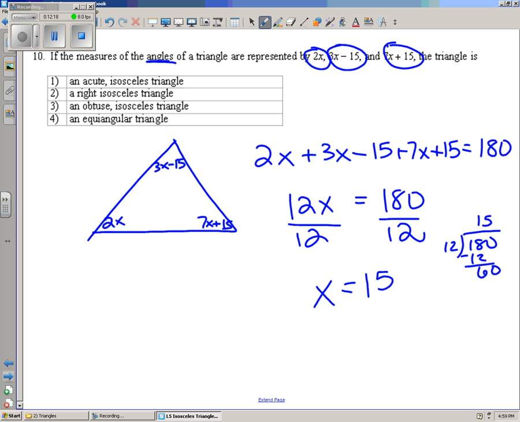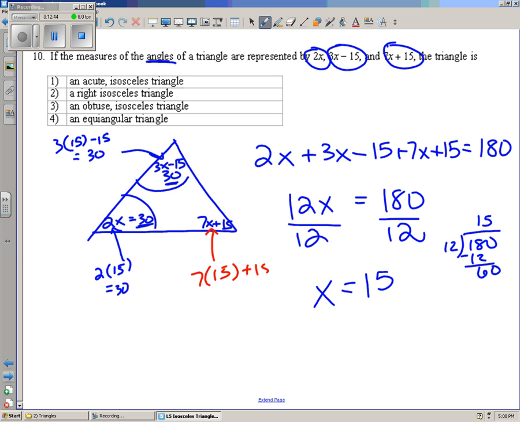So we have to plug the x back into each angle. So 2 times 15 is 30. So this angle is 30. 3 times 15 minus 15 is also 30. So this angle is 30. So notice we have two equal angles. I'll put a swoosh on both of them. And now we have 7x plus 15. 7 times 15 plus 15 turns out to be 120. And I know the triangle does not look like that's 120 degrees, but we didn't know that before we did the problem. So we do have an isosceles triangle, and we do have an obtuse triangle.